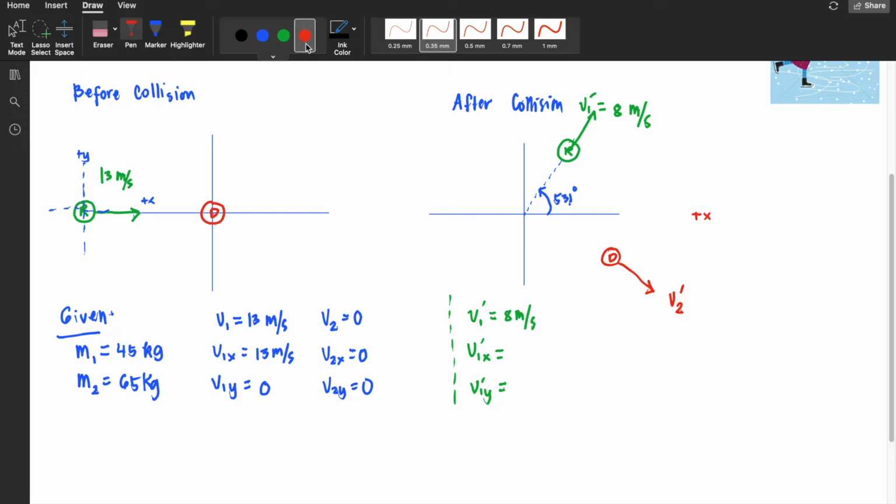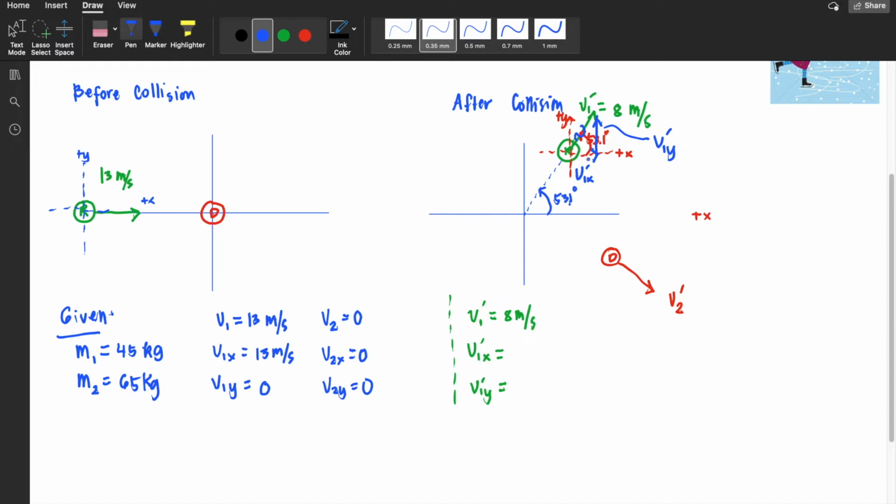Here, we'll put some arbitrary x and y axes. Again, it's lying along the first quadrant. Along this way is positive y, here positive x. If this is 53.1 degrees, well, this is also equal to 53.1 degrees. So using component methods, this will be your v1x prime, and this one here will be your v1y prime.